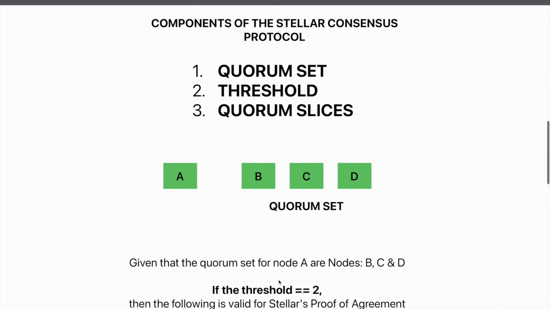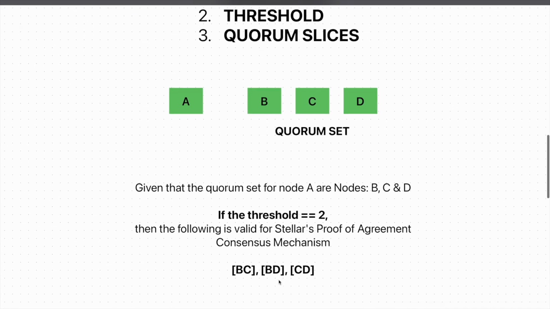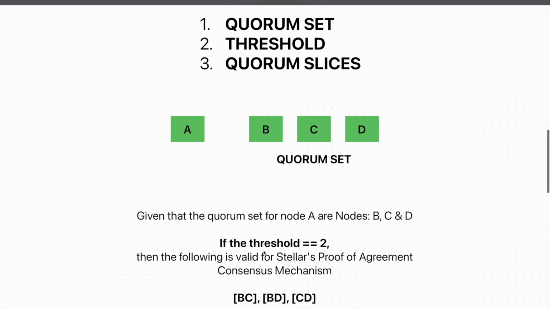So what does the threshold mean? Given that the quorum set for node A is nodes B, C, and D, so that's this diagram, right? If the threshold equals 2, then the following is valid for the Stellar proof of agreement consensus mechanism. It means that if B and C agree on this, it is valid. If B and D agree, it is valid.